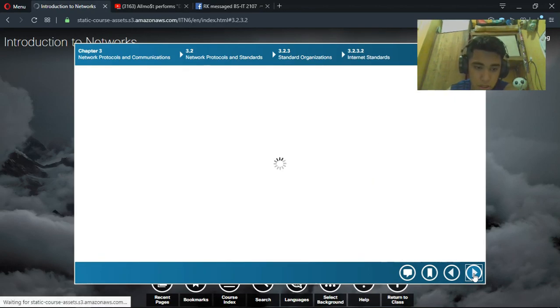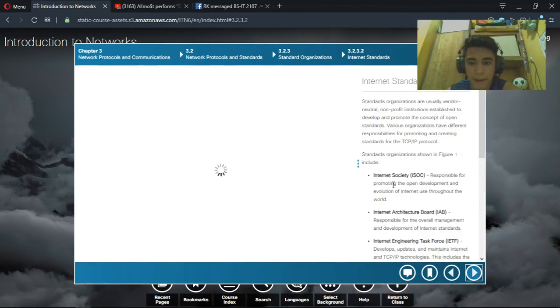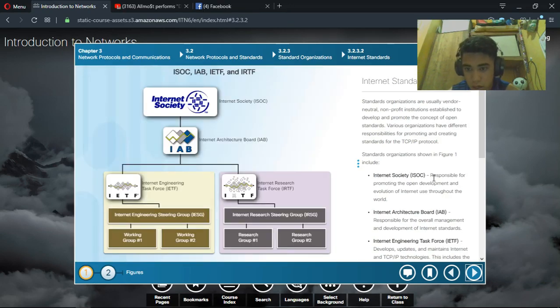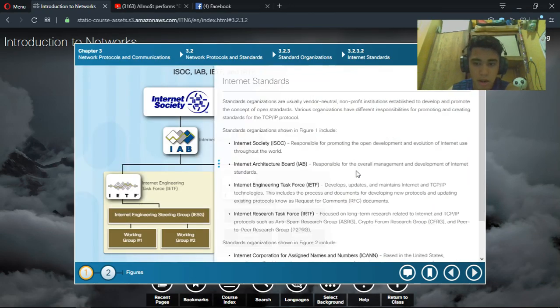Open standards. The Internet Society, or ISOC, is responsible for promoting the open development and evolution of internet use. IAB, or Internet Architecture Board, is responsible for overall management and development of internet standards. IETF, Internet Engineering Task Force, develops, updates, and maintains internet and TCP/IP technologies. IRTF, Internet Research Task Force, focuses on long-term research related to internet and TCP/IP protocols.